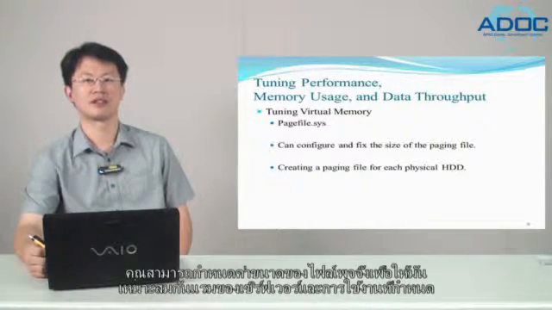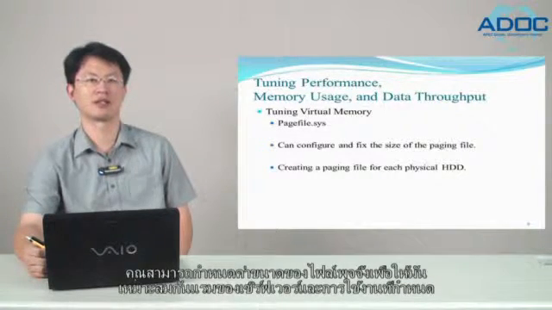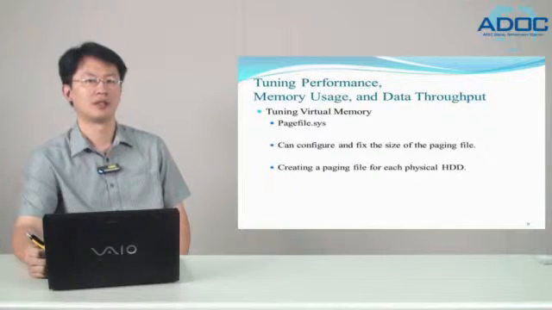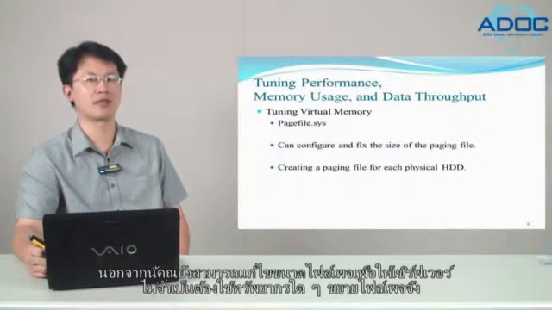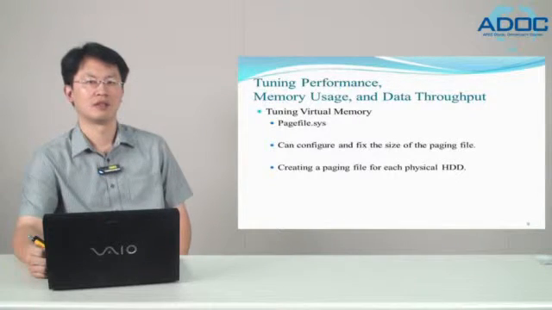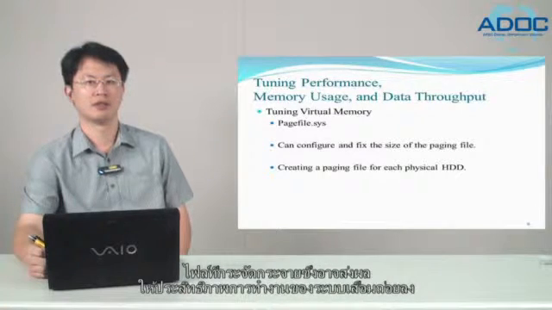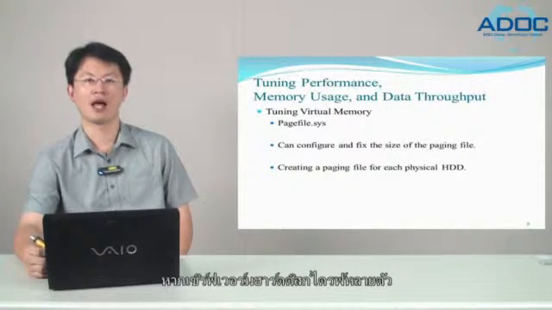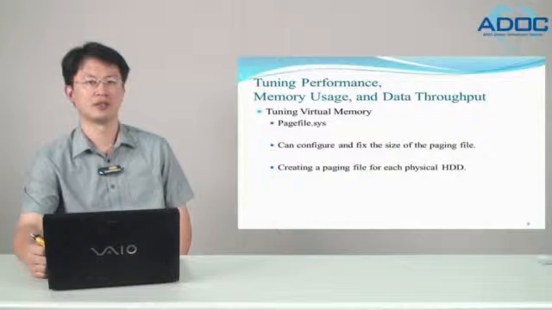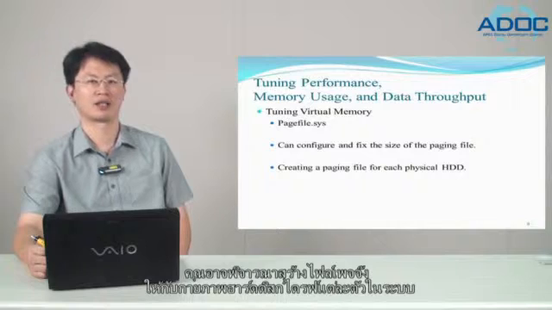And you can configure the size of the paging file so that it is optimal given the server's RAM and usage. You can also fix the page file size so that the server needn't spend any resources expanding the page file. This helps to ensure that the paging file doesn't become fragmented, which can result in poor system performance. If a server has multiple hard disk drives, you might consider creating a paging file for each physical hard drive on the system.